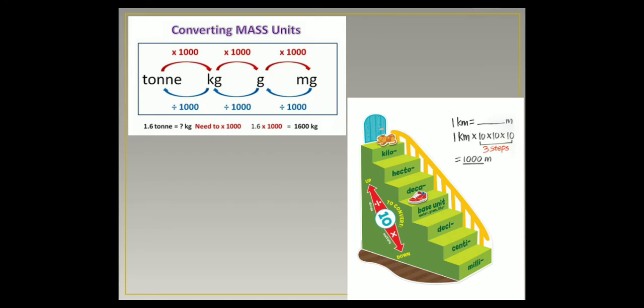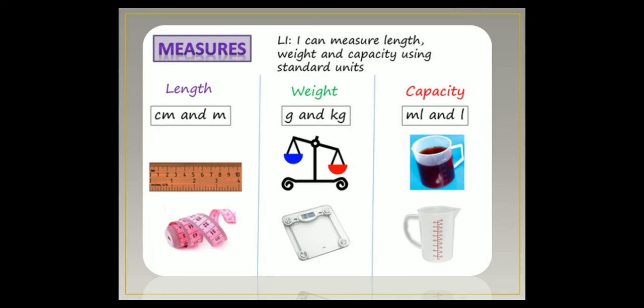Clear everyone? Fine. So in this video we learned about the 3 basic units, that is length, weight and capacity. For length we have different units, meters and centimeters. For weight we have gram, kilogram, hectogram. And for capacity we have liter, milliliter, centiliter. These are the units we have in capacity. So we have understood the 3 basic metric measures as well as their units, right?